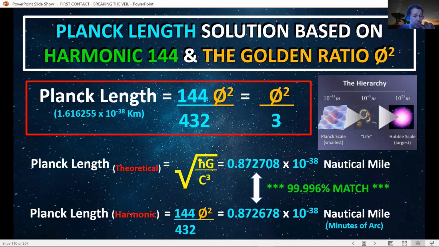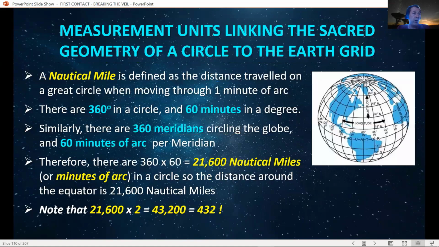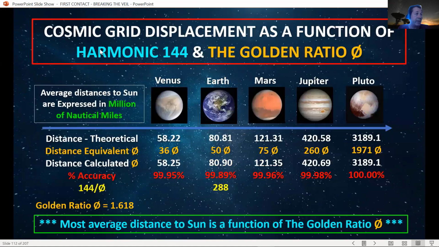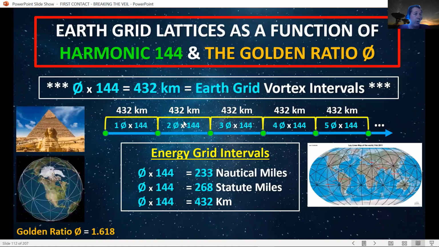But again, this correlation, this link of harmonic mathematics and these fundamental light harmonics to the quantum world is going to open the door to a tremendous amount of possibilities. I'm very, very excited about this. This is big news. And there's a picture that emerges also. If you recall what I presented a few days ago, the Earth grid itself, the lattice of the Earth grid, is based upon the golden ratio times harmonic 144.